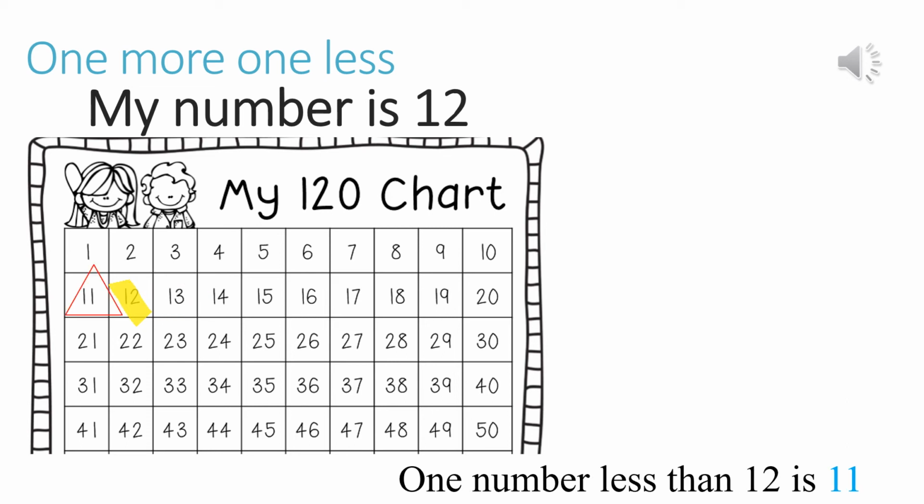Now, in order to find the number that is one less than your number, you will look at the number that comes before. For instance, my number is 12. If I want to see what number is one less, I will go back one space. So I will put my finger on number 12. I move it one space back and I will get number 11. So I could say one number less than 12 is 11. I put a triangle on my number that is one less than 12.